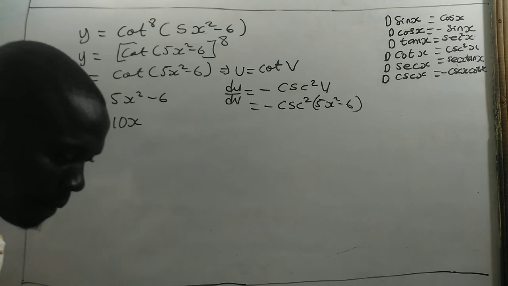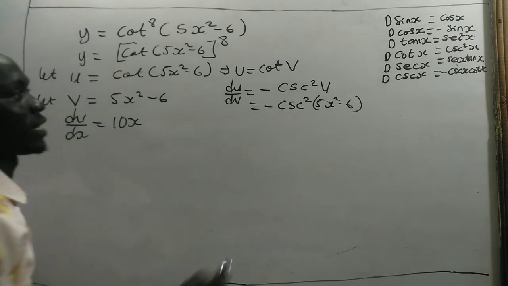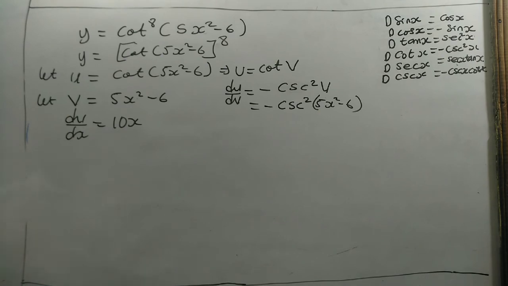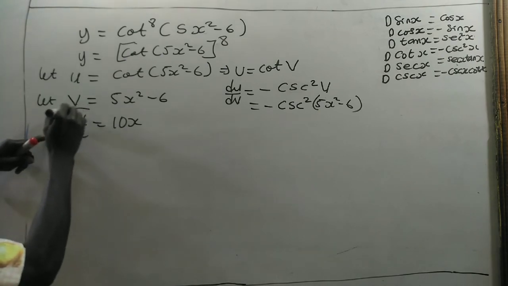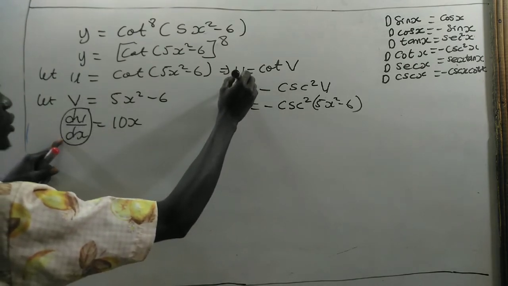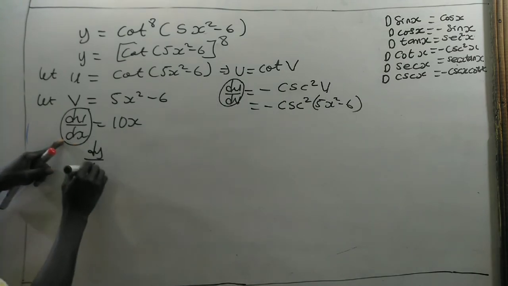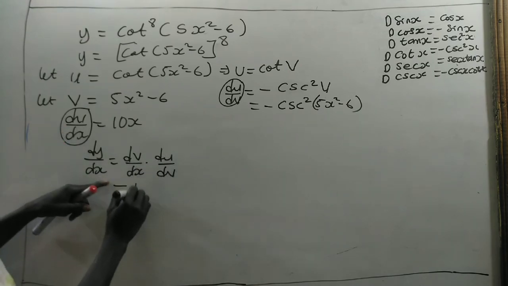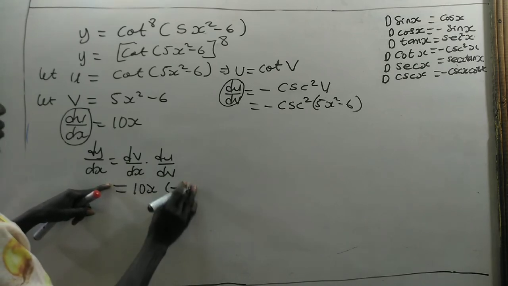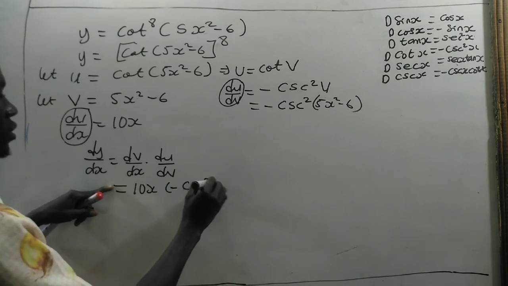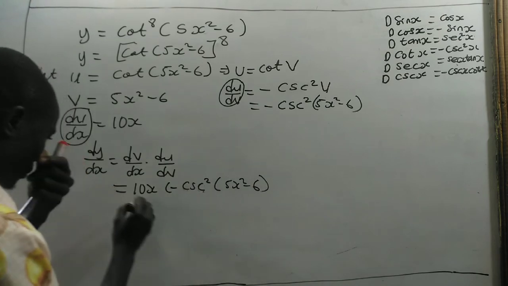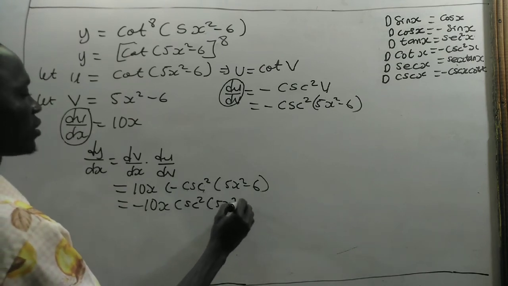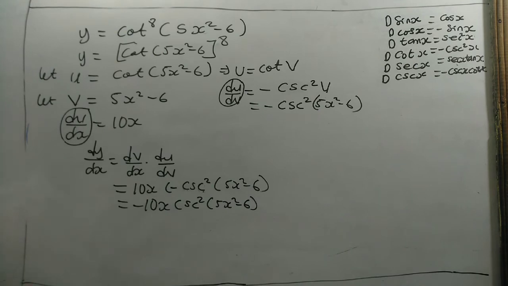Let's continue from that. Okay, negative cosecant squared. I didn't bring the negative there. So let's continue. We have our dv on dx and we have our du on dv. So here, dy on dx is equal to dv on dx times du on dv, and that will give us 10x times negative cosecant squared of 5x squared minus 6. And that will give us negative 10x cosecant squared of 5x squared minus 6. Very, very simple as that.